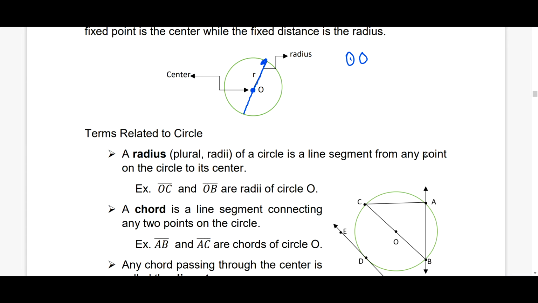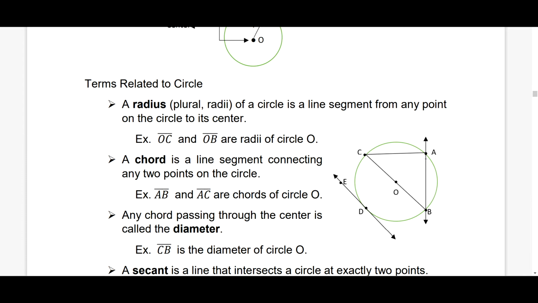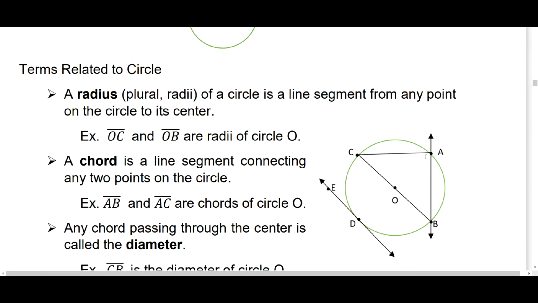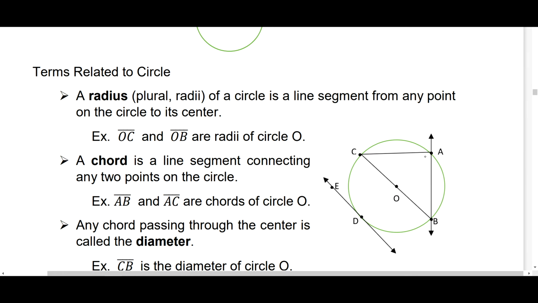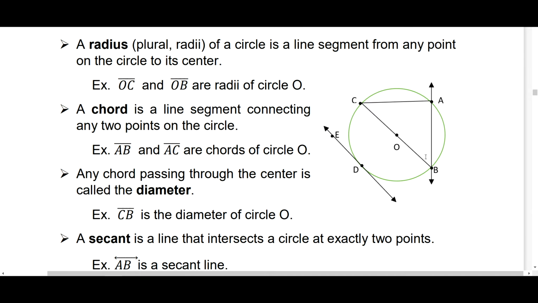Next is a chord. So when you say chord, ayan, that is a line segment connecting any 2 points on the circle. So for example, we have here the figure circle O. So in circle O, your chord here is chord AB and AC.